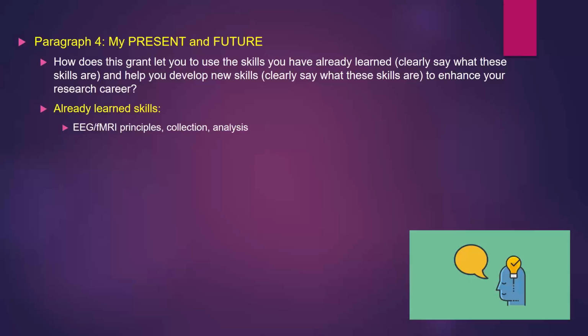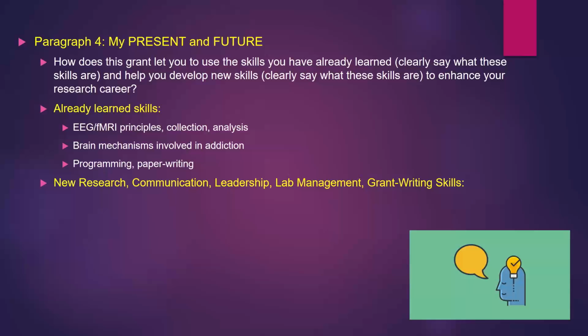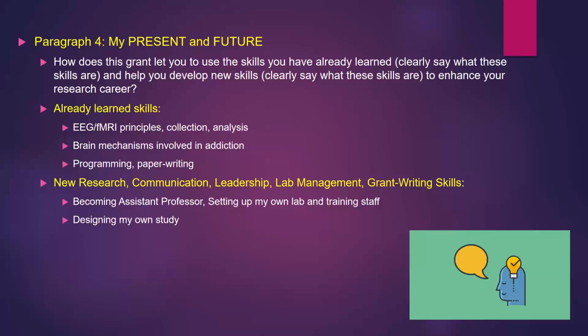career. So I've already learned the skills of EEG fMRI principles, data collection, and analysis. I have already learned the skills of brain mechanisms involved in addiction. I've learned how to program and write papers. But I want to learn new research, communication, leadership, lab management, and grant writing skills. So I want to become an assistant professor, setting up my own lab and training my own staff. I want to design my own study.